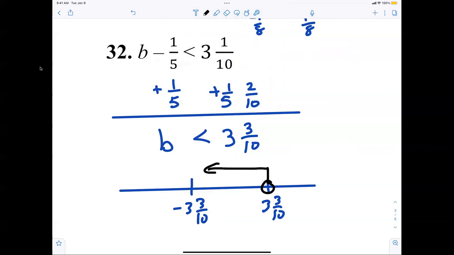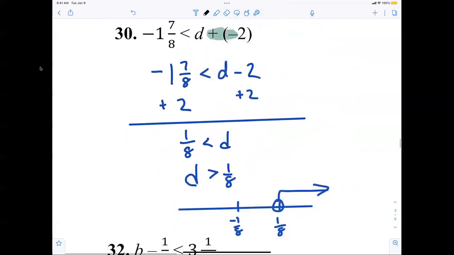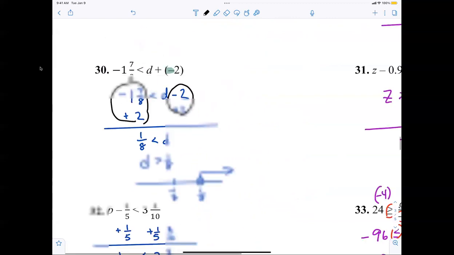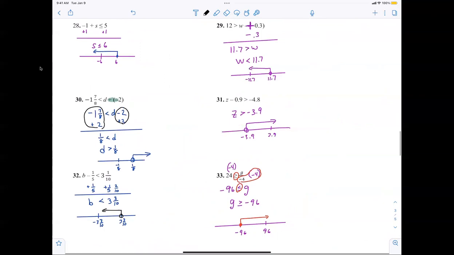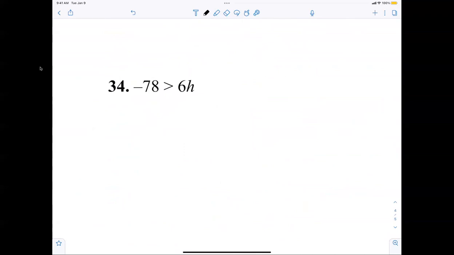On which one? Number 30. What happened? Are you asking me about, just refresh you on 2 minus 1 7/8? Well, to get rid of the -2, you added 2 to both sides. You good enough? All right, here we go. All right. What am I doing, Graham? Let's do 34.